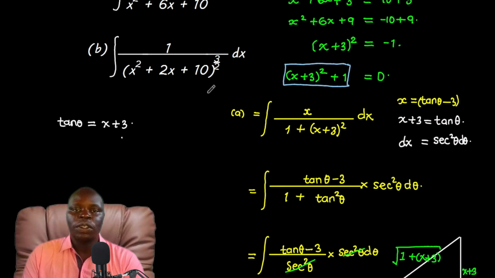So with all this said, let's look at how our question number 2 looks like, and we also go ahead and solve it. So for question number B, it says we have to get an integral of 1 over x squared plus 2x plus 10 raised to power 3 over 2.